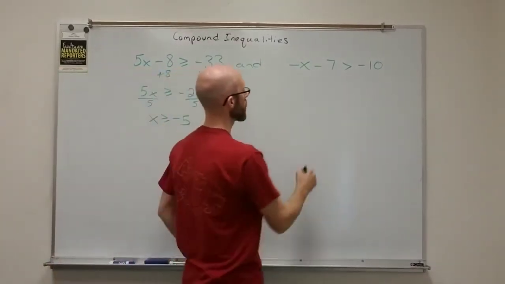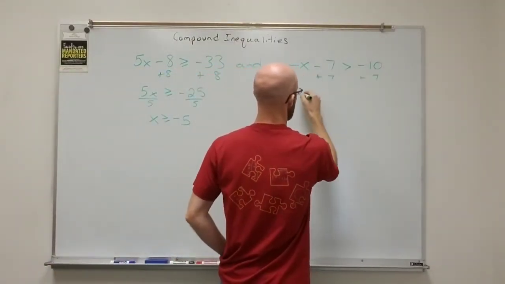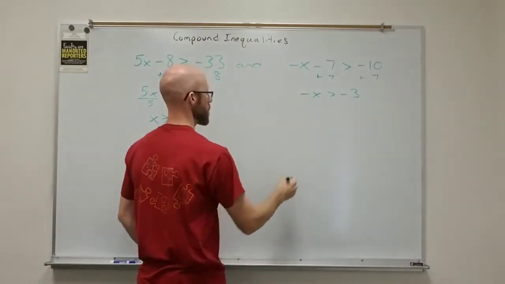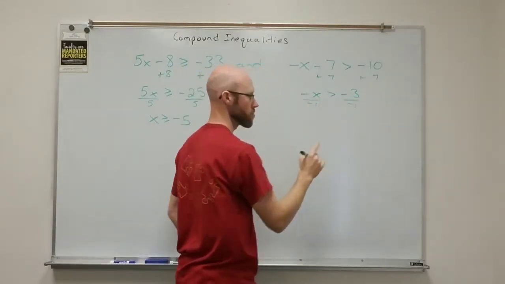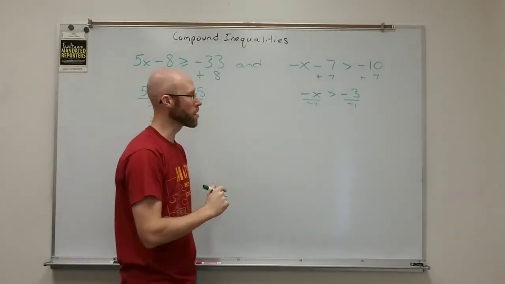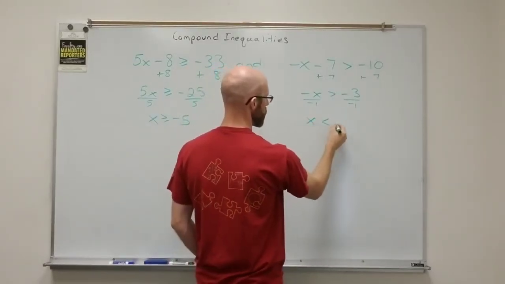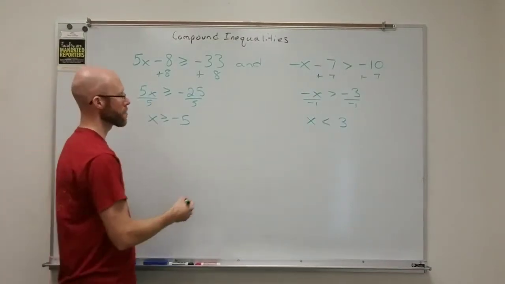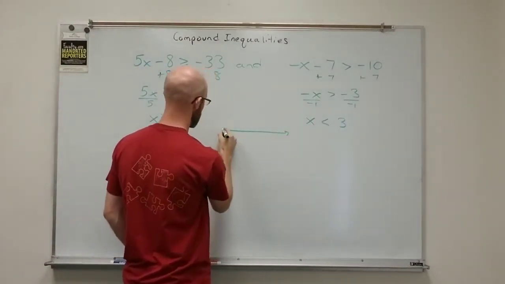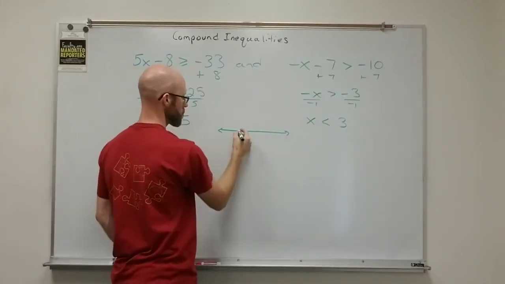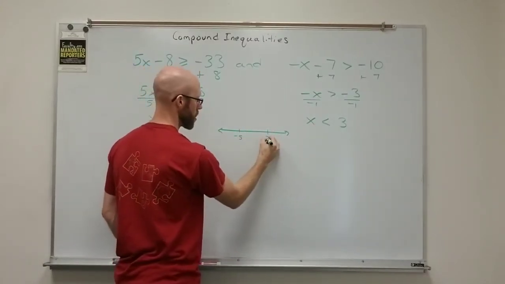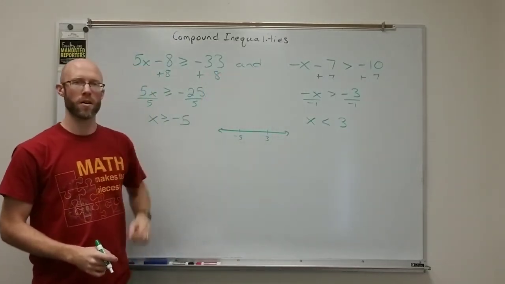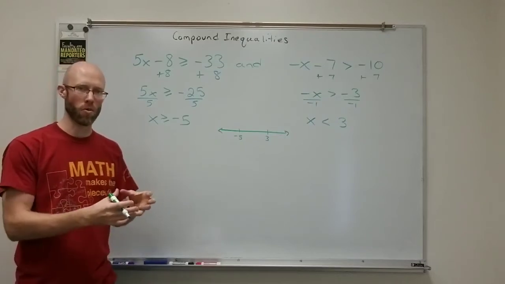On the second one, I need to add 7 to both sides. I get negative x is greater than negative 3. And then I have to divide out the negative 1, which, remember, switches the inequality symbol when you divide both sides by a negative. And so I'm left with x is less than 3. Now if I look at the overlap here, look at the number line, we've got negative 5 and positive 3. I'm going to sketch each of these, again above the number line, and then we'll look at the overlap on the number line.